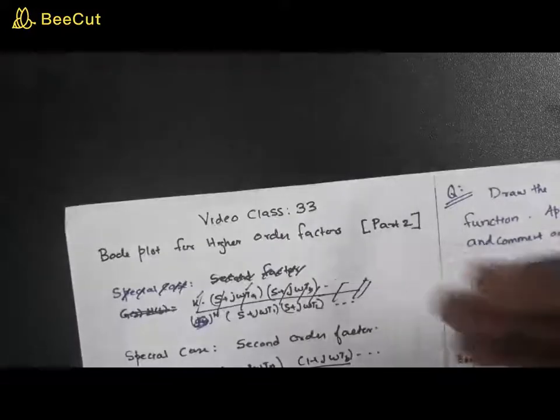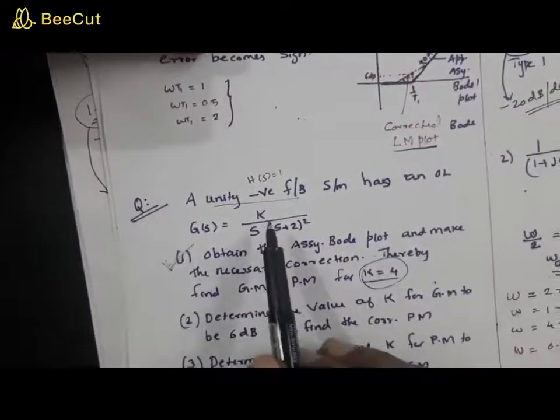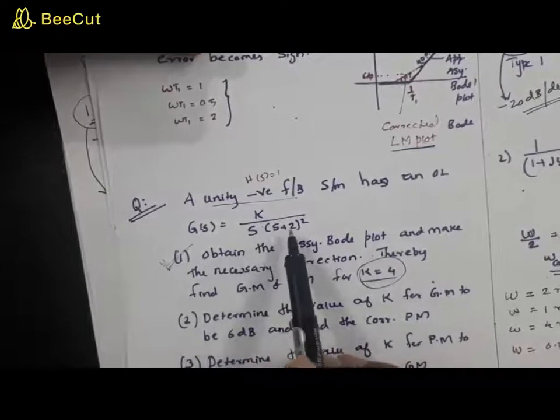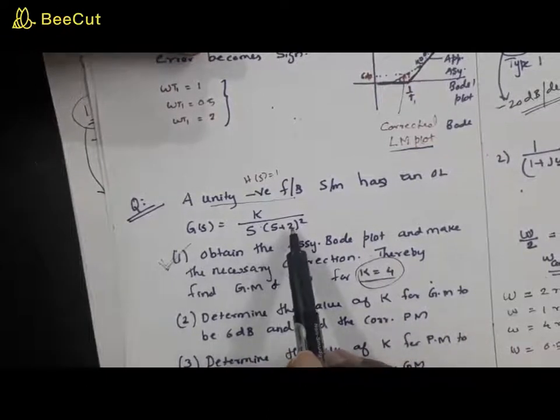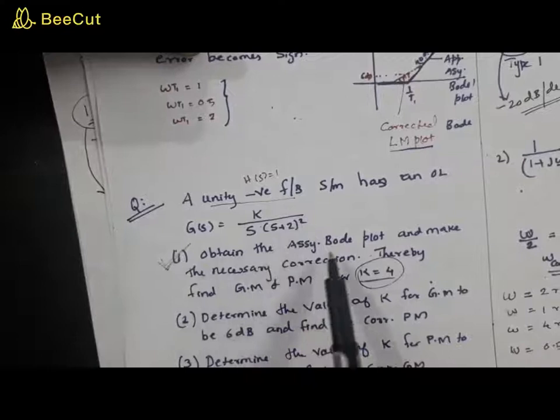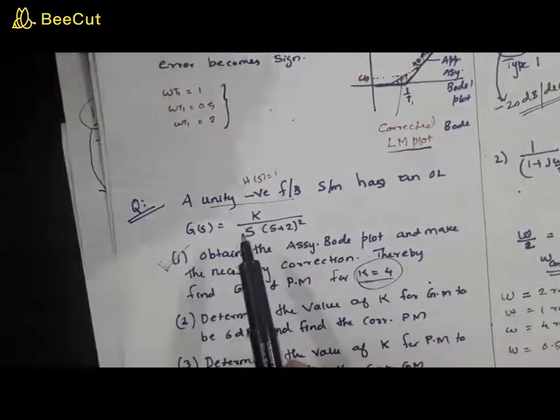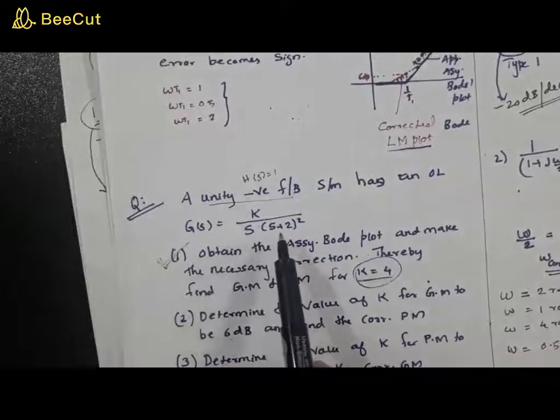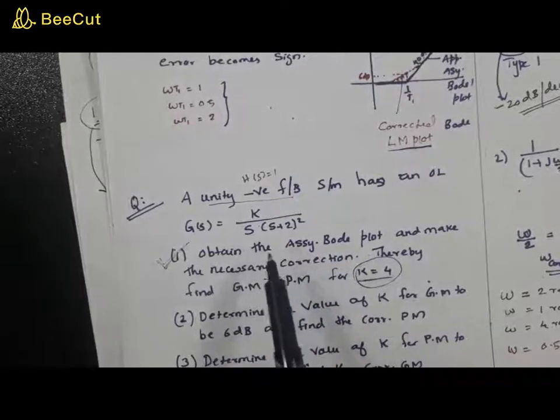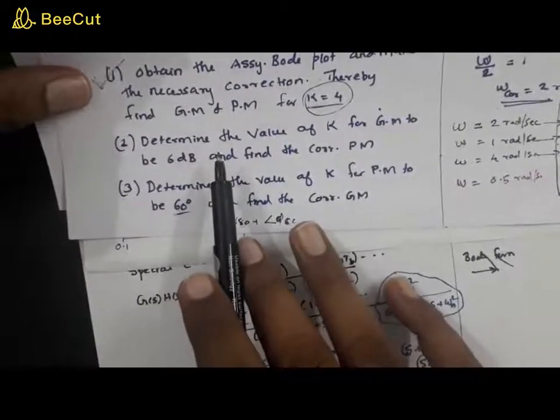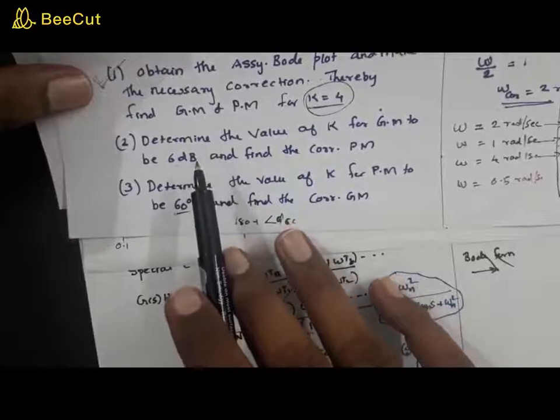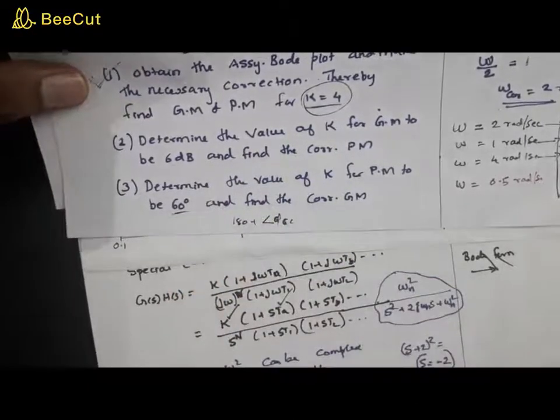In the previous video, we did a problem where we dealt with a higher order factor of the form (s plus 2) the whole squared. We obtained the asymptotic Bode plot and made the necessary correction. As I told you, for higher order factors, this correction is an important aspect. We also have two more sub questions which we will do later in one of our live classes, hopefully.